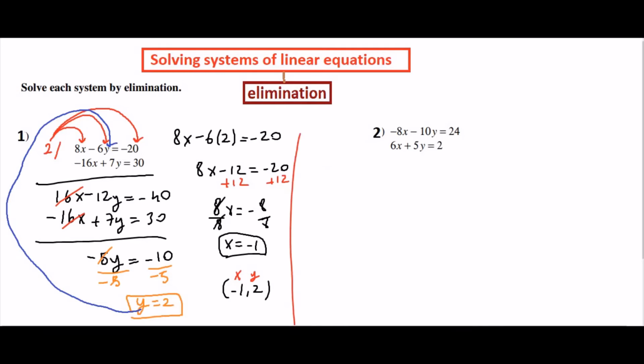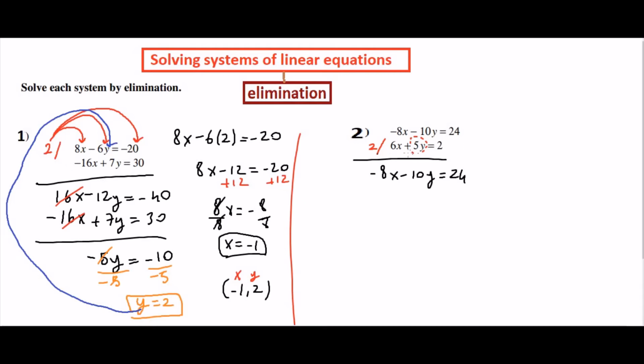Let's continue with example 2. Here we're going to decide to eliminate one of the variables. Again, it doesn't matter whether x or y. Here I would like to cancel out the y variable. So I'm going to multiply the second equation by 2, so I can obtain positive 10y here, which will cancel the negative 10y. Since I did not change the first equation, I write it as it is.